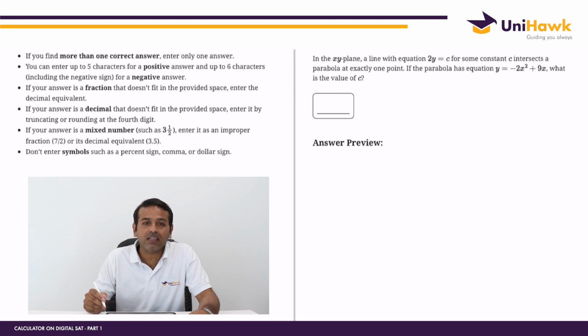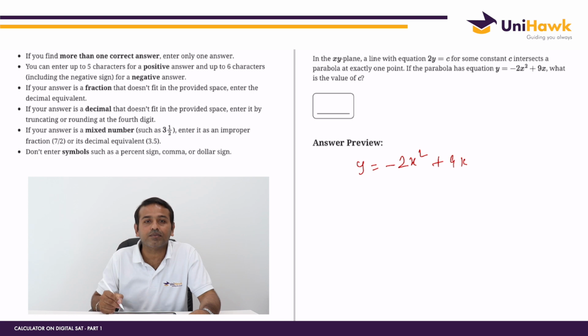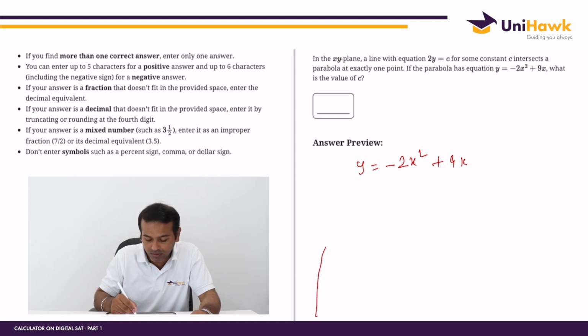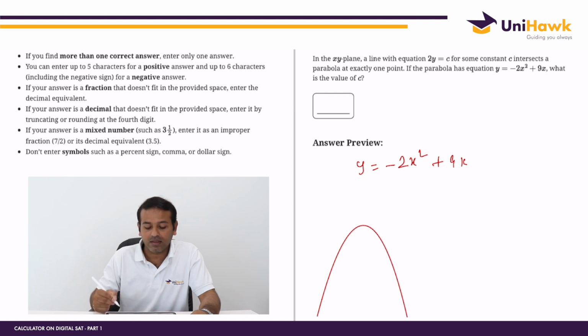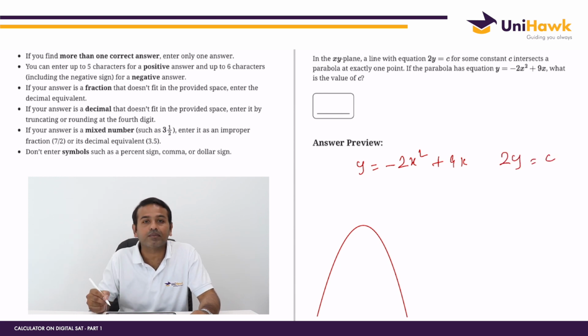I'm sure you have seen a parabola equation in this, which is y equal to negative 2x square plus 9x. If you observe, there is a negative value in front of x square, which means the parabola is going to be upside down, like this. And we have another equation, which is 2y equal to c. This equation is parallel to the x-axis.